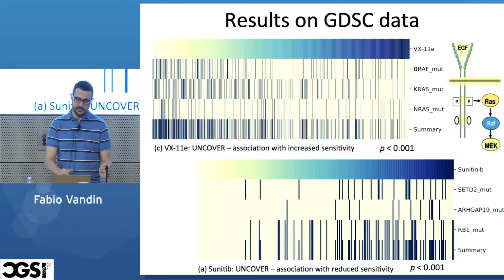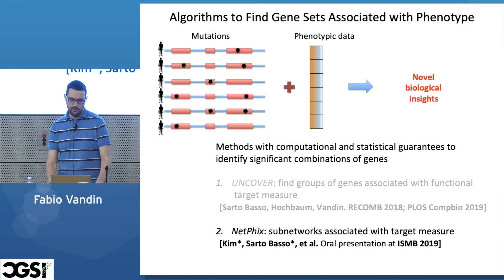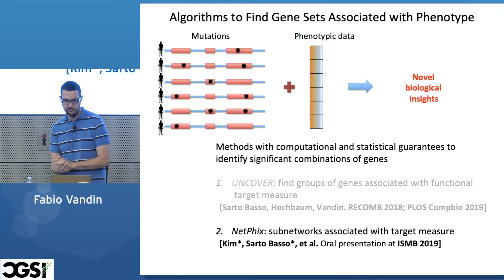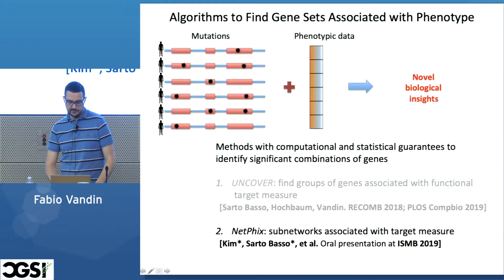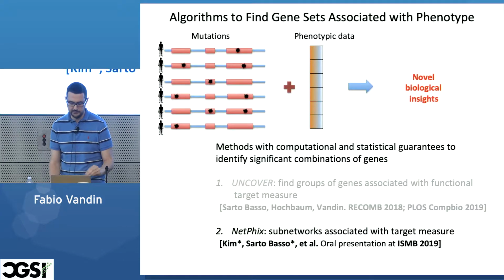So since we had good results with Uncover, but not great results, I would say, we then tried to improve on it. The way we improved was by developing a new method called NetFix, which now takes into account not only alteration data and the target data, but also interaction data, and looks for subnetworks of a large interaction network in trying to identify this set of genes that are associated with the target. And this is a natural direction since we're really looking for a set of interacting genes and proteins.